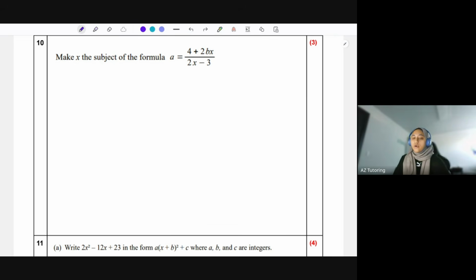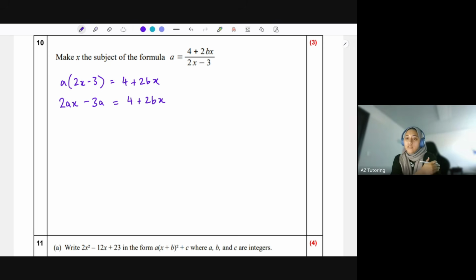So first things first, always get rid of your denominator. So I'm going to times it up. I'm going to times this 2x minus 3 up to the top. So I get a times 2x minus 3 equals 4 plus 2bx. So I've got rid of the denominator first. Let's expand the bracket now on the left-hand side. A times 2x is 2ax minus 3a equals 4 plus 2bx. Okay, so that looks a lot better than the denominator now.